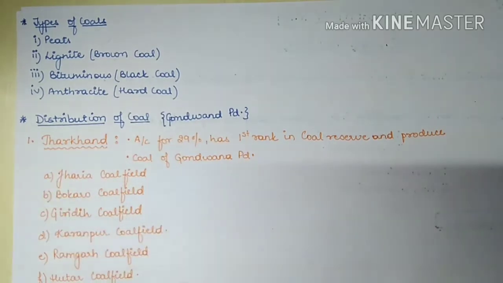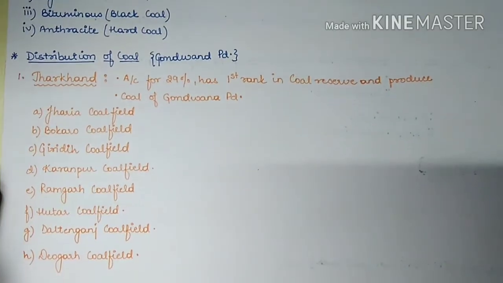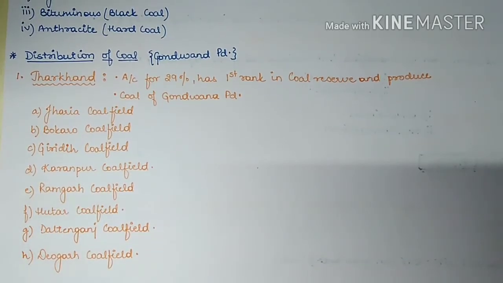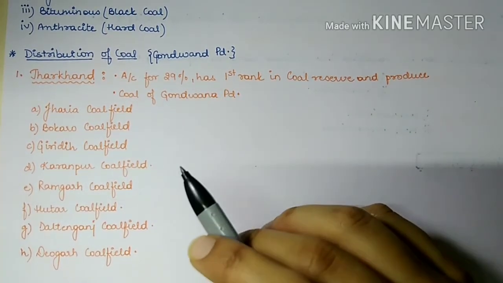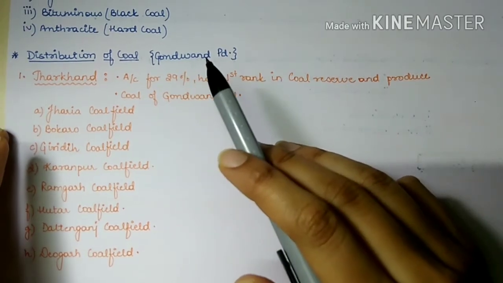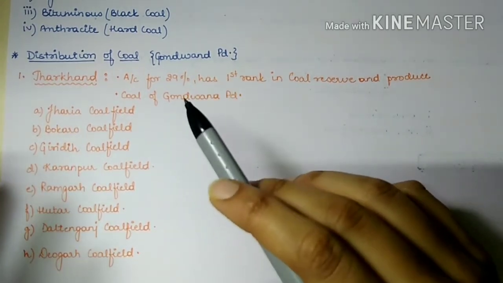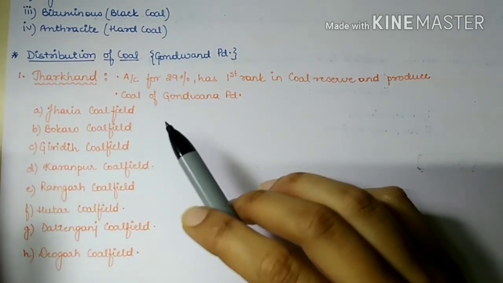Now we will look into the distribution of coal. We will distribute the coal according to the period of their origin. First we will talk about the coal that was formed in the Gondwana period. Then we will talk about the coals that were formed in the tertiary period. Now talking about the coals of the Gondwana period, we have high grade coal in this period, like bituminous coals or anthracite coal. Okay.